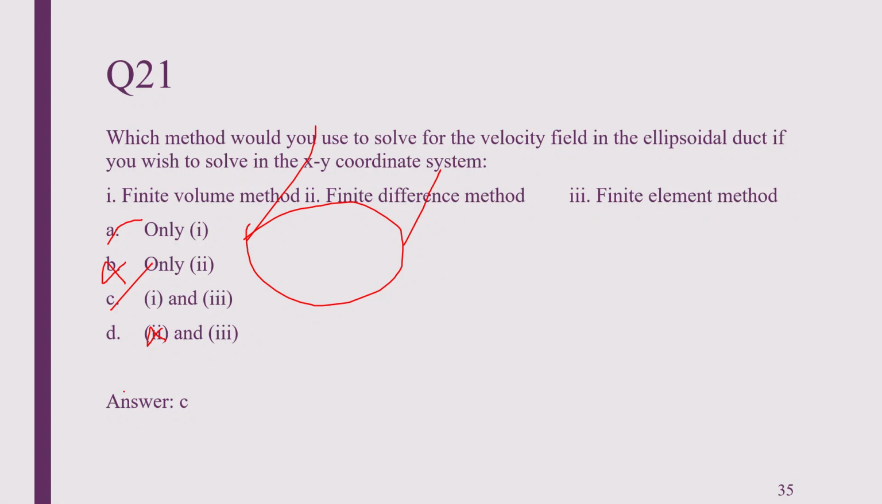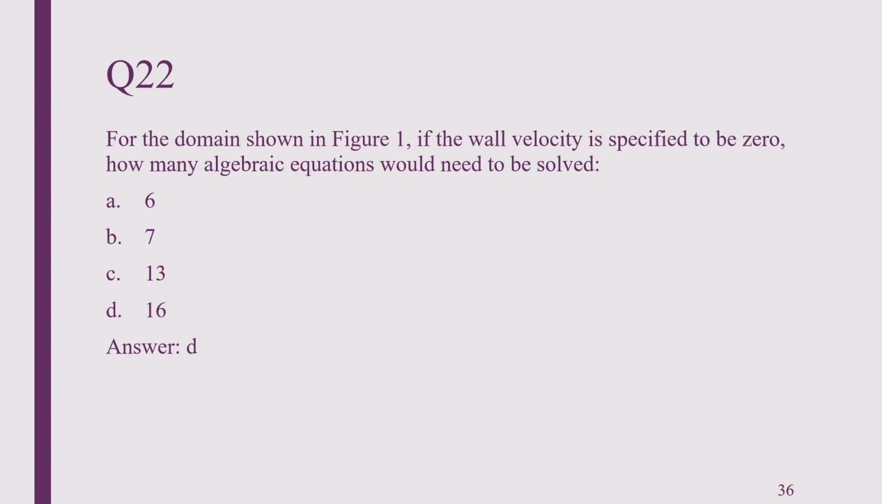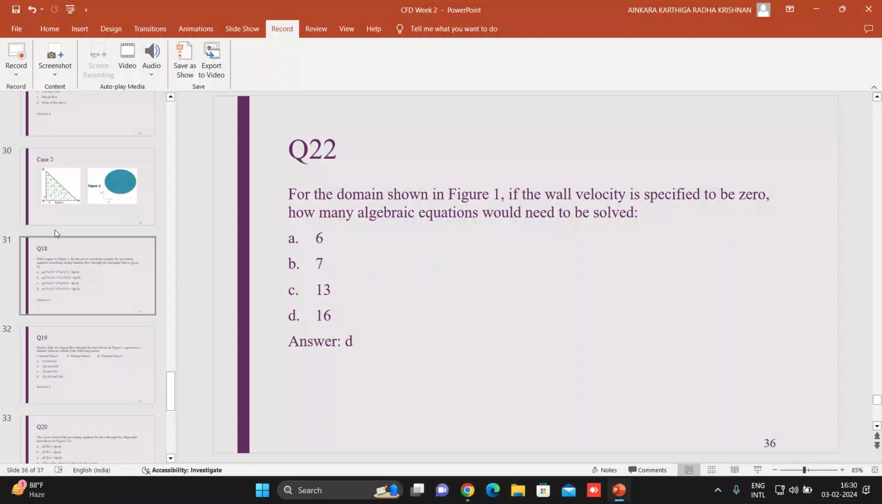Now we'll go to question 22. In question 22, it is asked that for the domain in figure 1, if the wall velocity is specified to be 0, how many algebraic equations would need to be solved? Option A is 6. Option B is 7. Option C is 13. Option D is 16. So I guess we can just pick out that particular figure and put it over here so that it will be easy for us to count.